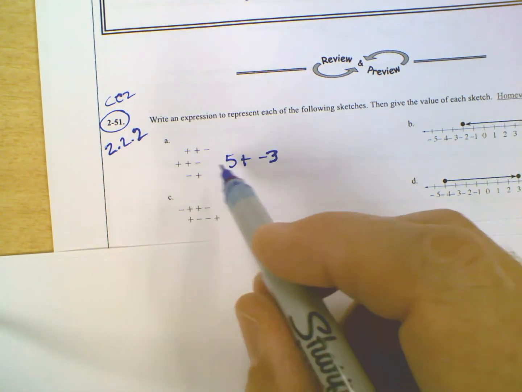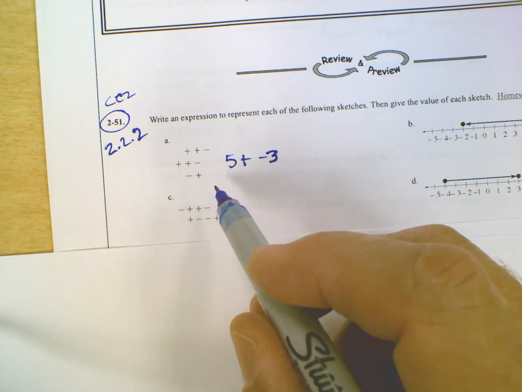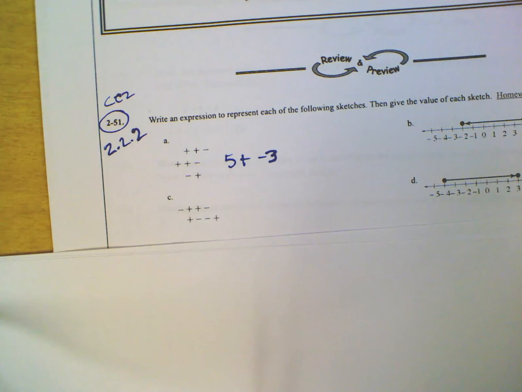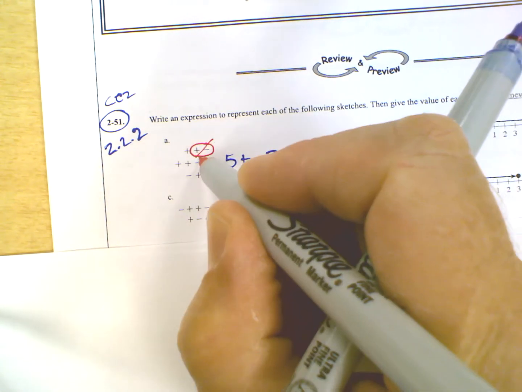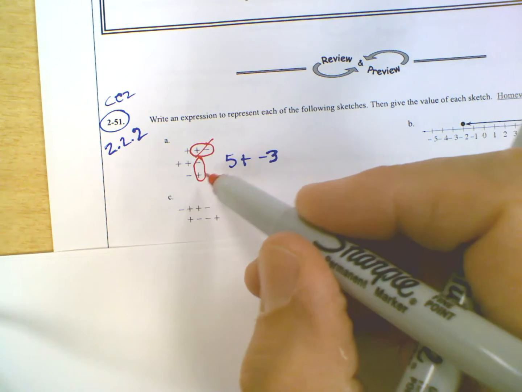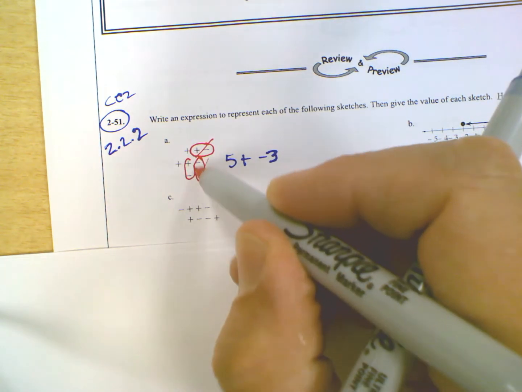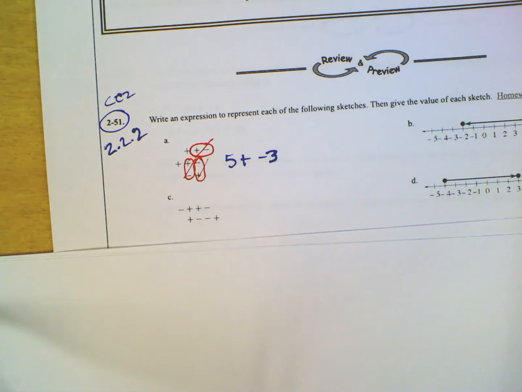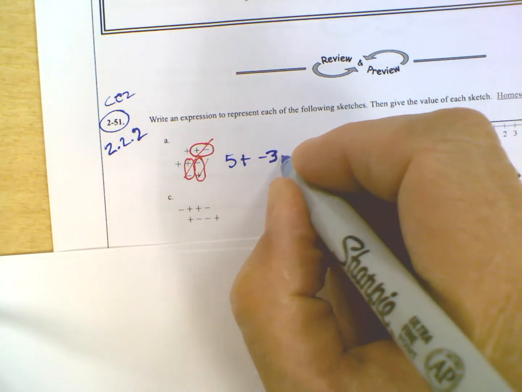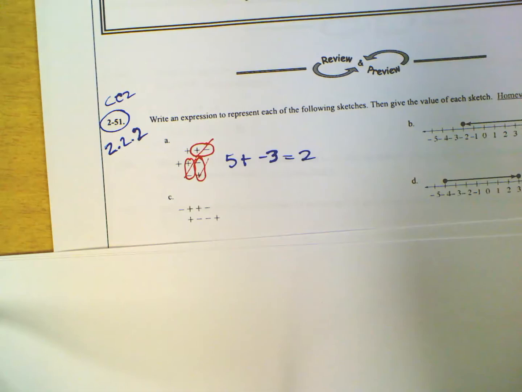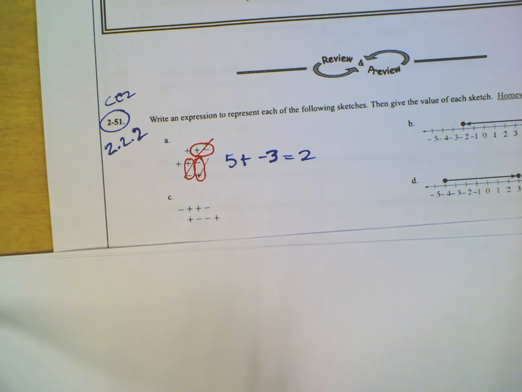And then if we're looking at simplifying this sketch, remember, simplifying is to take a positive negative pair and cancel it out. So there's one positive negative pair, that'll cancel. There's another positive negative pair, that'll cancel, and then there's another one, that'll cancel. So then the question is, what's left is two positives. So 5 plus negative 3 is positive 2. All right? So there's A.